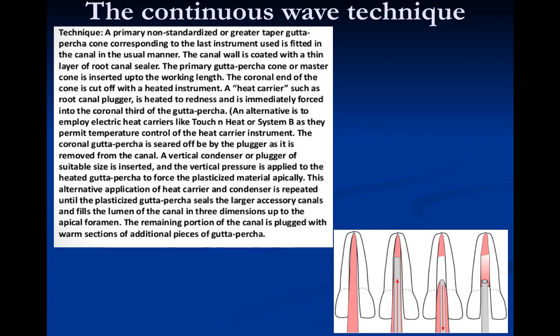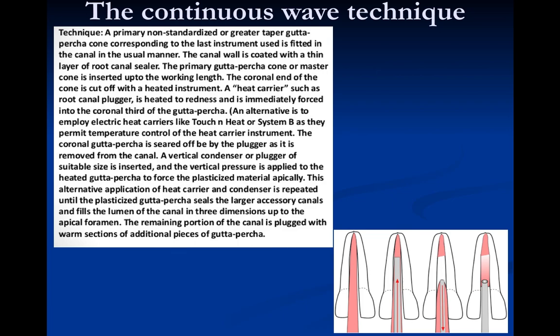A heat carrier such as a root canal plugger is heated to redness and is immediately forced into the coronal third of the guttapercha. An alternative is to employ electric heat carriers like Touch 'n Heat or System B, as they permit temperature control of the heat carrier instruments. The coronal guttapercha is seared off by the plugger as it is removed from the canal.